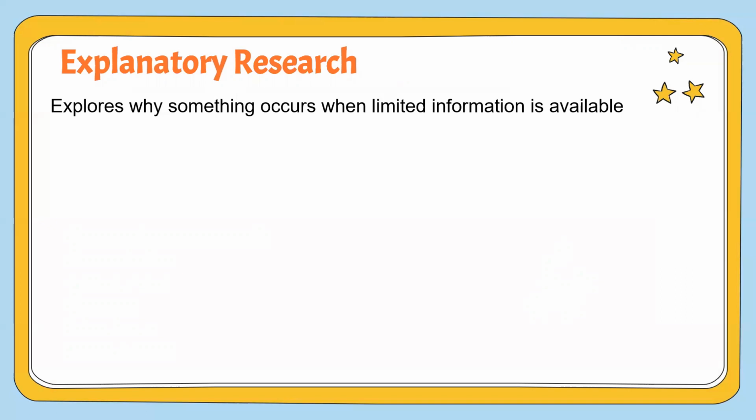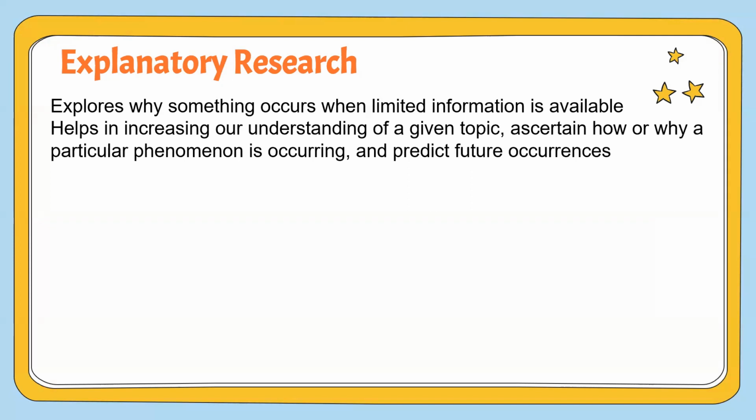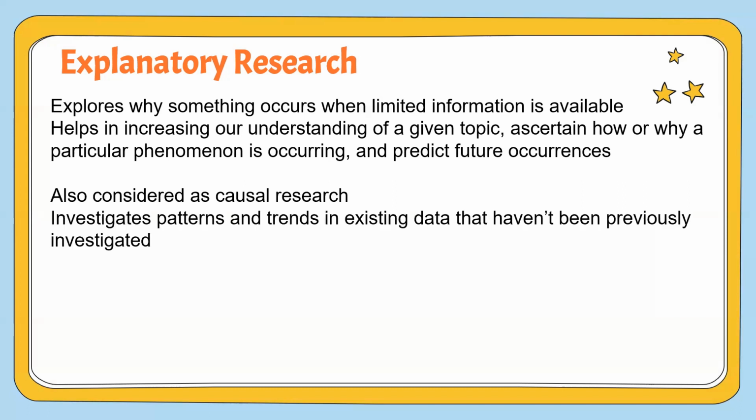And this research is important because it is also experimental in nature, and therefore it is quite valuable. It helps in increasing our understanding of a given topic, ascertains how or why a particular phenomenon is occurring, and predicts future occurrences. It is also considered, as I told you, as causal research. It investigates patterns and trends in existing data that haven't been previously investigated. So when we are using experimental research, we are trying to deal with an absolutely new area, or an area that hasn't been explored so far, and therefore it becomes experimental in nature.